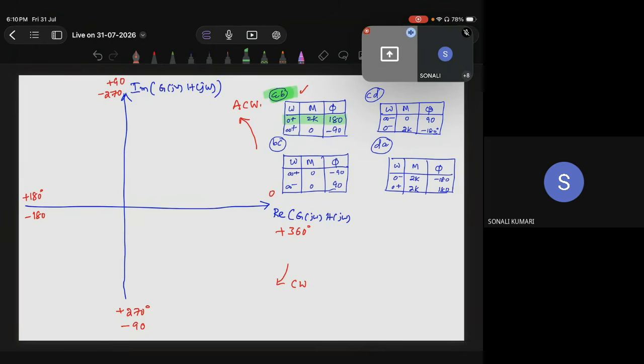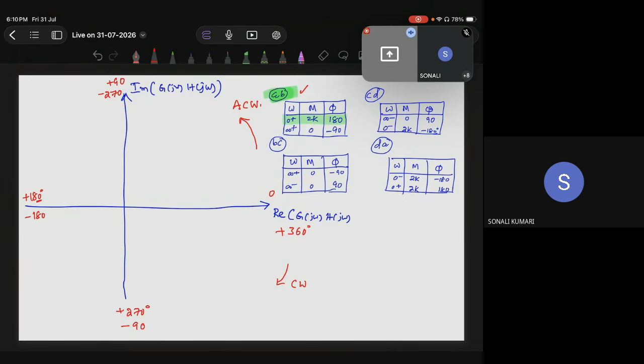What is the magnitude here? Yes, anyone can respond, please. What is the magnitude here? So the magnitude is 2K, am I correct? And the angle is plus 180. Where is the angle plus 180? So here you go. This is the angle plus 180.